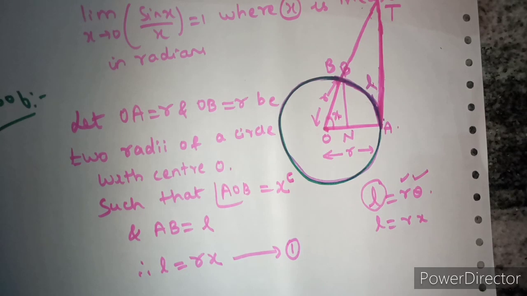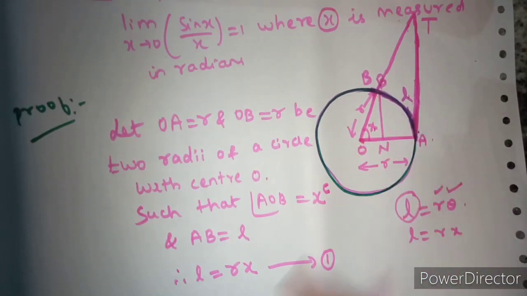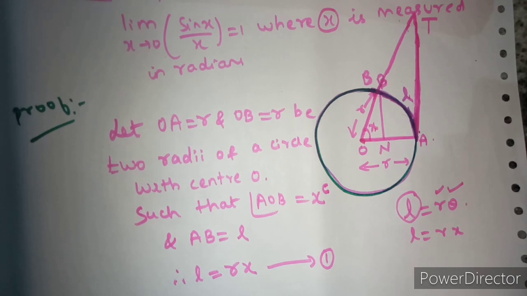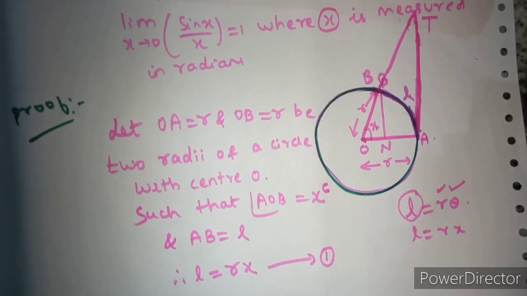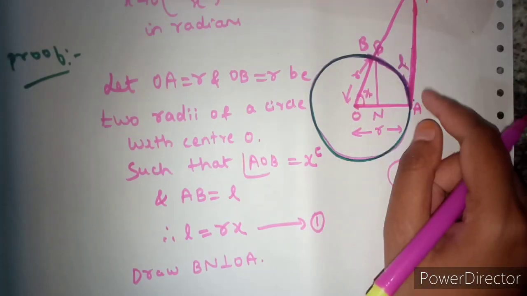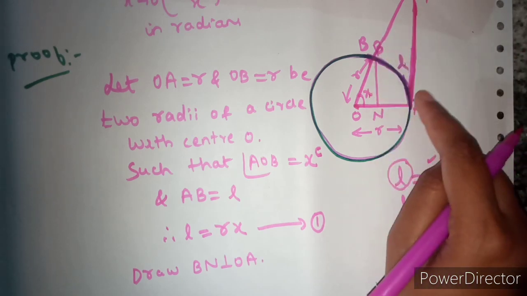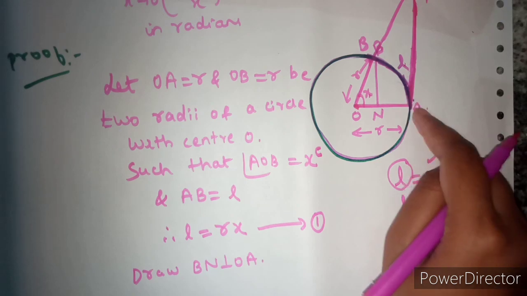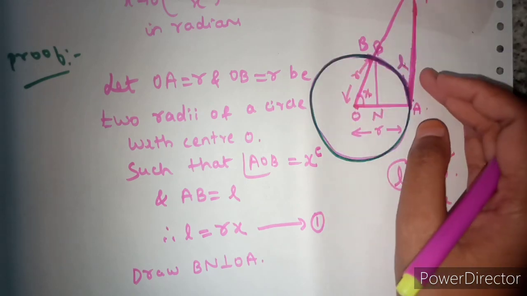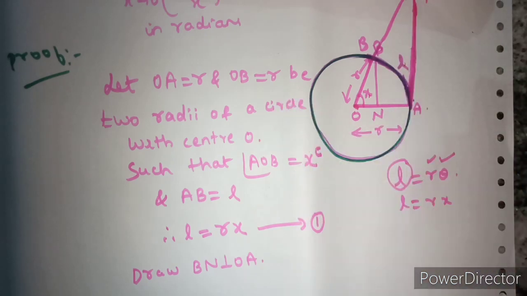Next, what we have done, we have drawn BN perpendicular to OA, so write this information. Draw BN perpendicular to OA. Next, we have extended OB, and to meet the extended line of OB, we have drawn a tangent to the circle at A. Where have they met? They have met at point T. Write this in the form of information.